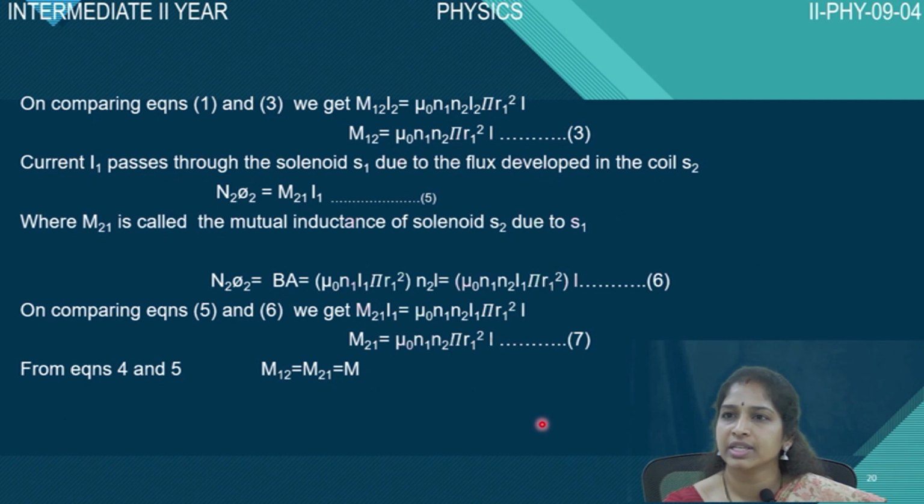So that is what you can see here. M12 I2 equals mu naught N1 N2 I2 pi R1 square L. On the LHS we have I2, and on the right hand side also we have I2, so these two will get cancelled. On simplifying this equation, we get M12 equals mu naught N1 N2 pi R1 square L. Consider this as equation number 3.